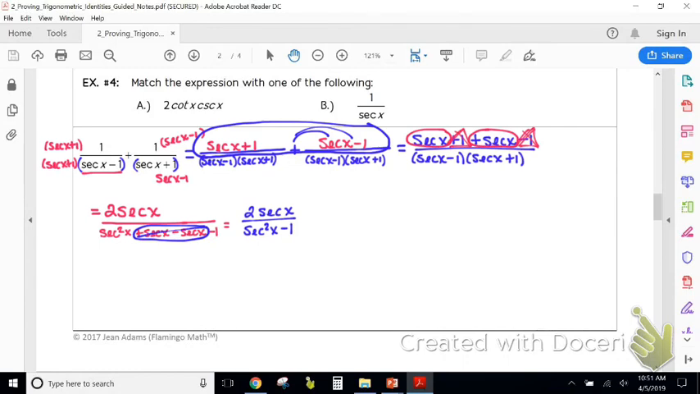And trig function squared minus 1. That sounds like an identity, right? So we got 2 secant of x over, what is it? Tangent squared. That's from one of our Pythagorean identities.